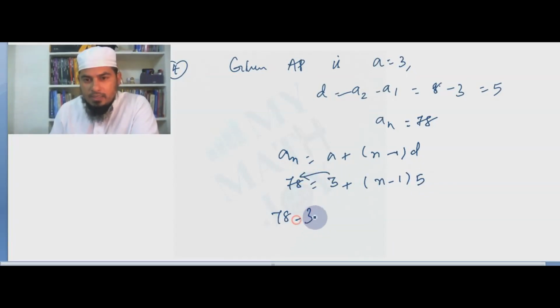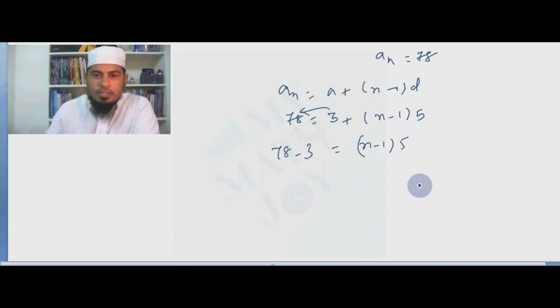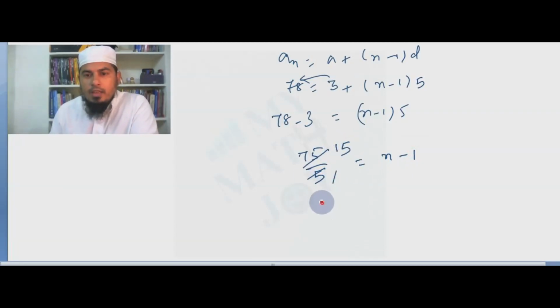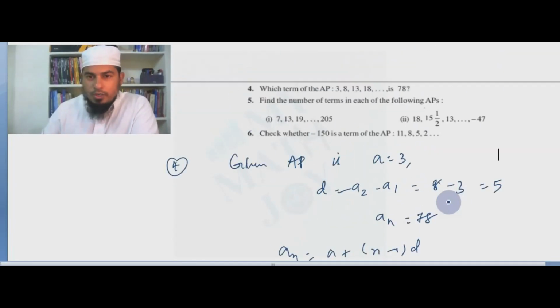78 minus 3, then simplify to proceed. 78 minus 3 is exactly 75. The 5 is transposed down like this. n minus 1, cancel, and you'll get 15 here. 15 is n minus 1, so transferred to the left, plus 1, n is 16. So I hope you got the same answer.